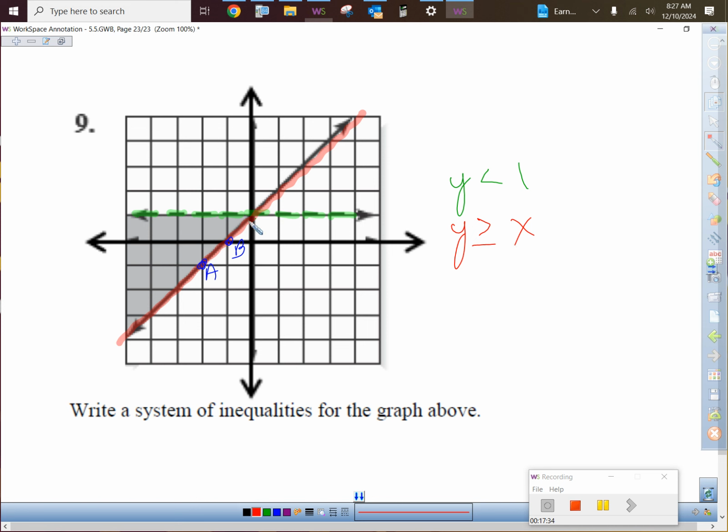But what was I going to say? I should have previewed it ahead of time. Like that red line, if I look at it, does it have a positive slope or a negative slope? Isn't it going up from left to right? So cool. And then what's the y-intercept of that line? 1. Are we okay with that? That's how you write that system of inequalities, just one at a time. Cool. Let us know if you have questions.